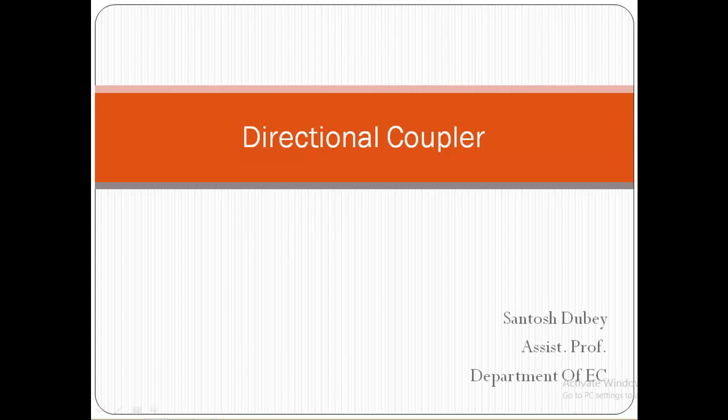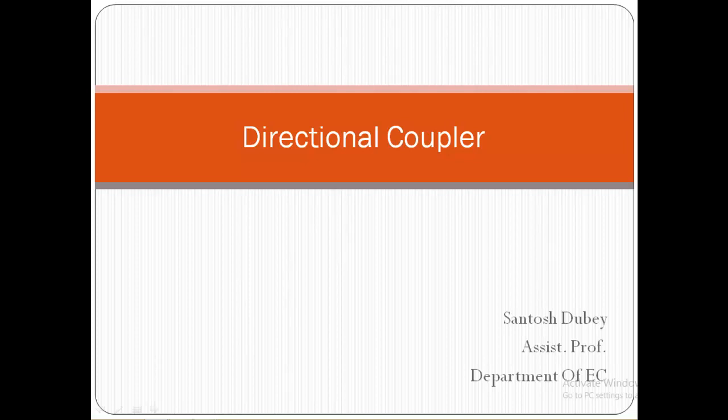Today we are going to discuss the directional coupler, which is a very important topic of the microwave components. First, what is the use of a directional coupler? The directional coupler is used to sample a small amount of power for measurement purposes. If we want to know how much power is being transmitted from a particular port, then there is a measure of power. To measure that particular power, we will use a directional coupler.